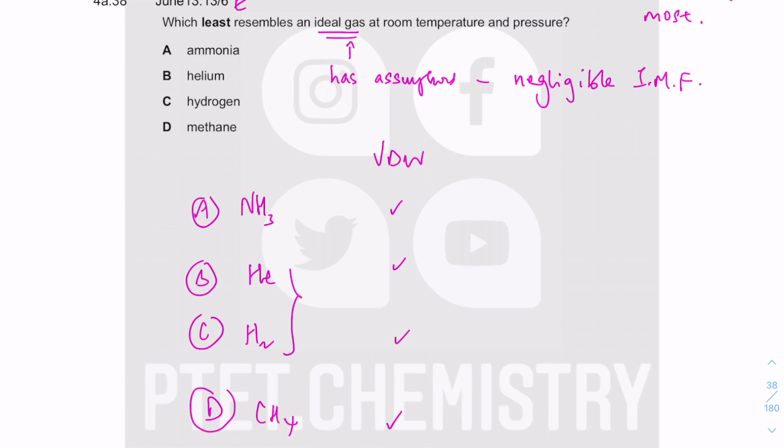However, between helium and hydrogen, both have 2 electrons, but H2 has bigger surface area simply because it has 2 atoms. So you have 2 atoms in one molecule of it, whereas this one only has 1 atom. So despite both of them having 2 electrons only, this one will have stronger van der Waals, because van der Waals depend on not just the total number of electrons, but also surface area.